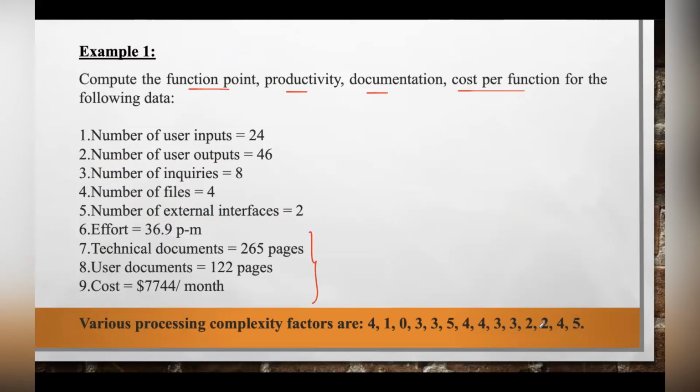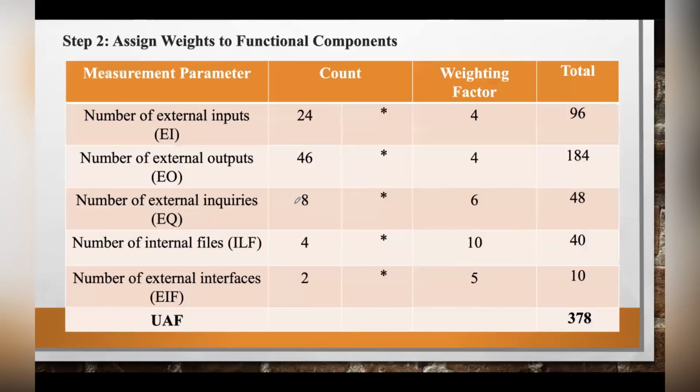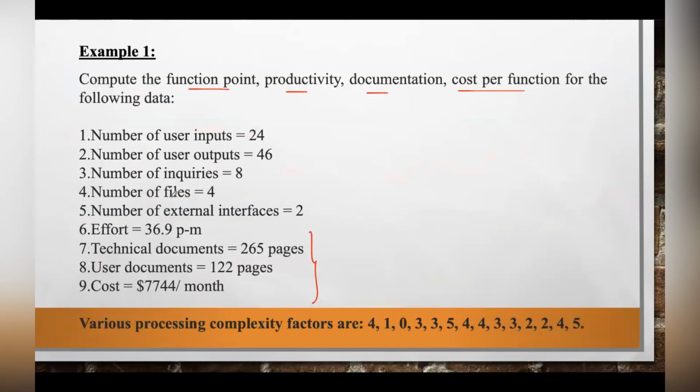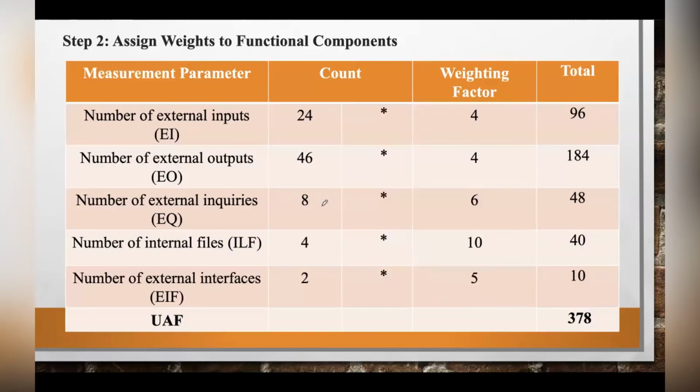So our step one is first we have all the components along with the corresponding values. So I'm not writing it separately. Then going to step two, we need to assign weights to functional components. So these are various components. So for each component, find out the value. So here we have 24, 46, 8, 4, and 2. So write them. Now you need to multiply that with the weighing factor. Here the weighing factors are 4, 4, 6, 10, and 5. Now we need to multiply this value with weighing factor.